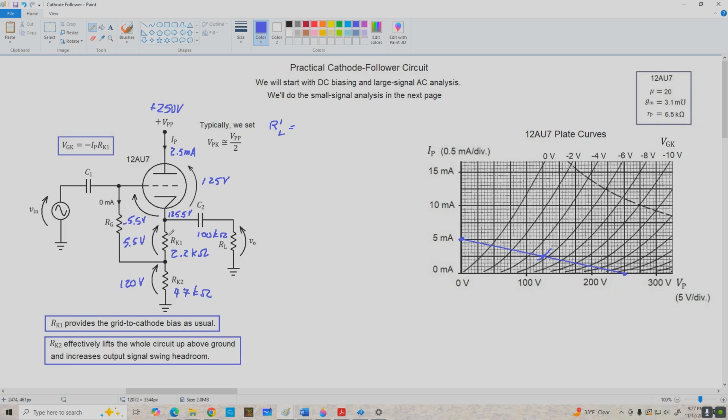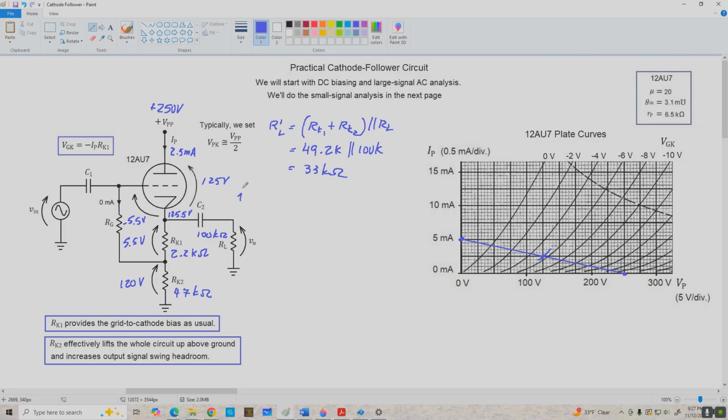All right, so now we need to determine R prime L, that is the effective external large signal load resistance that the cathode is looking at, and that's going to be RK1 plus RK2 in parallel with RL, and that works out to be 49.2 K in parallel with 100 K, which is about 33 K ohms. All right, and now we can find the endpoints for our AC load line.